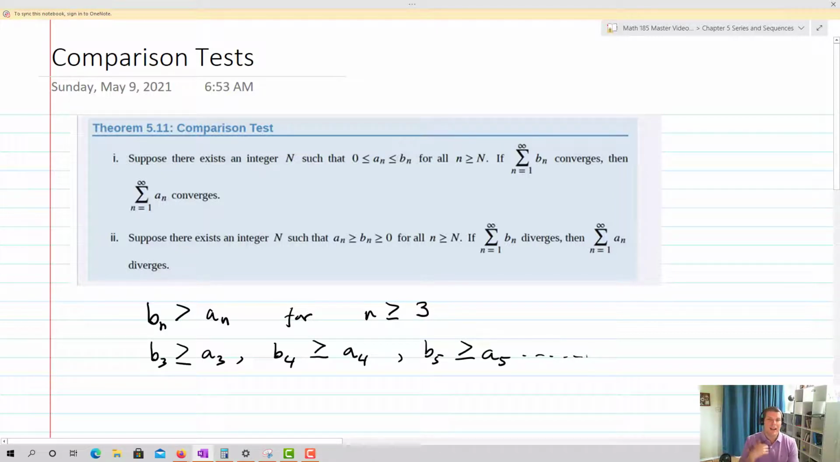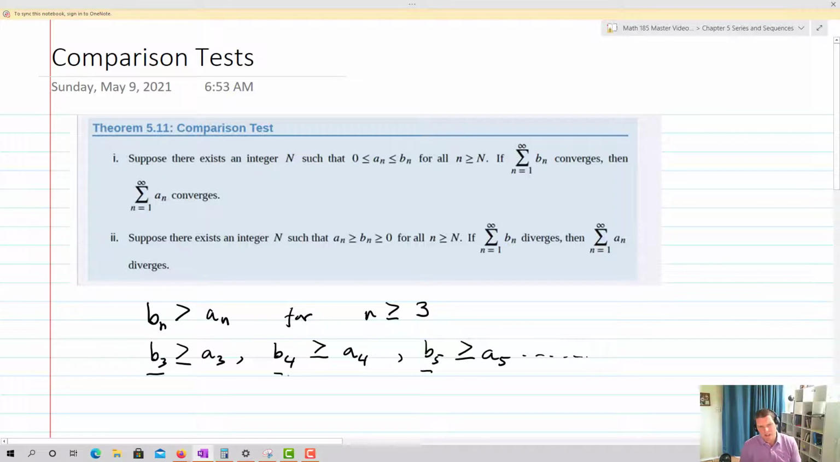What that tells us is that if the dominant series converges, then we know that the one that's less than that is also going to converge. It kind of makes sense, because if b sub n ends up giving us a finite number, then a sub n should as well when you sum it, because every single term is less than the corresponding term of b sub n. That's the idea.